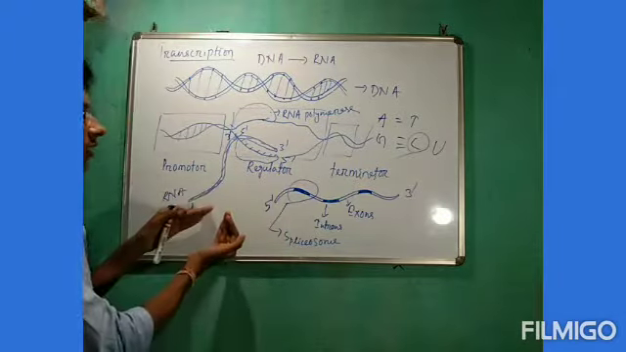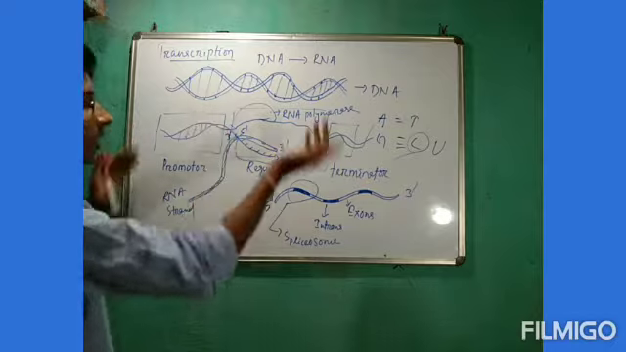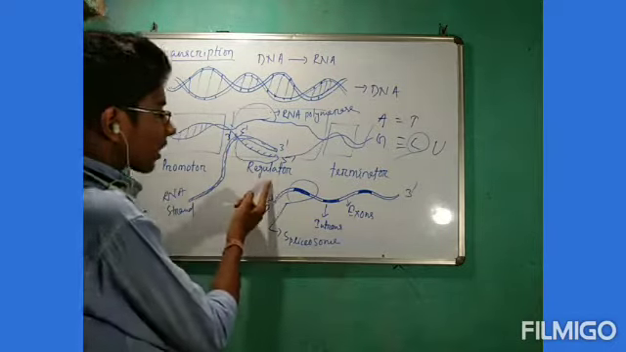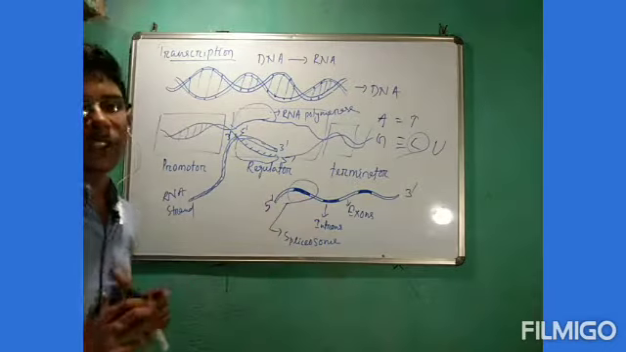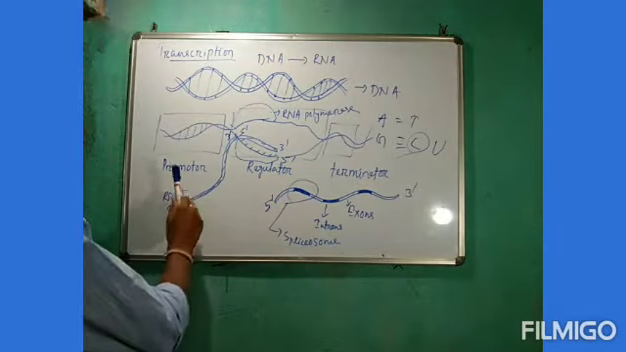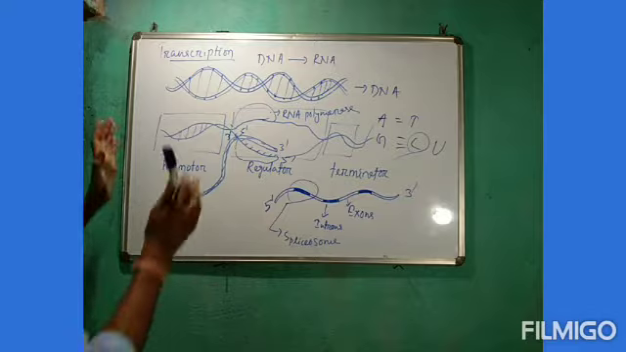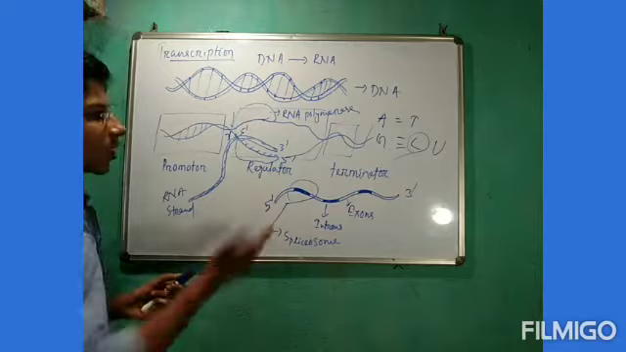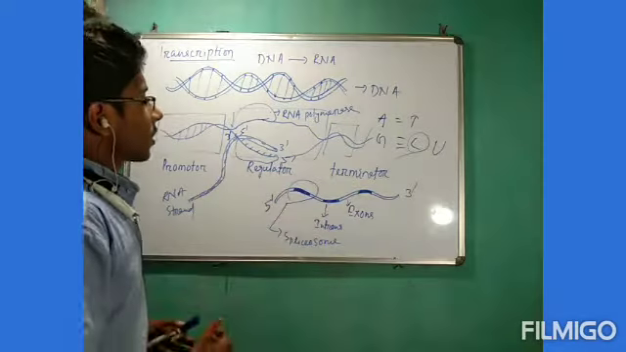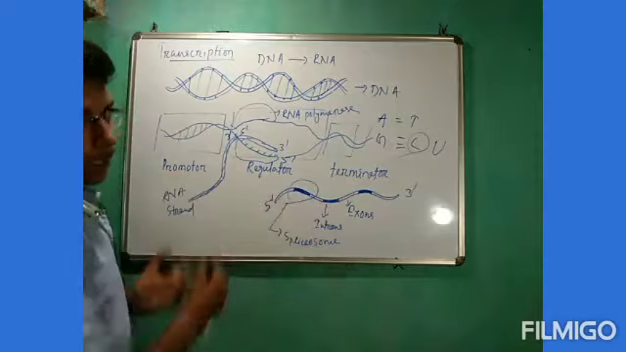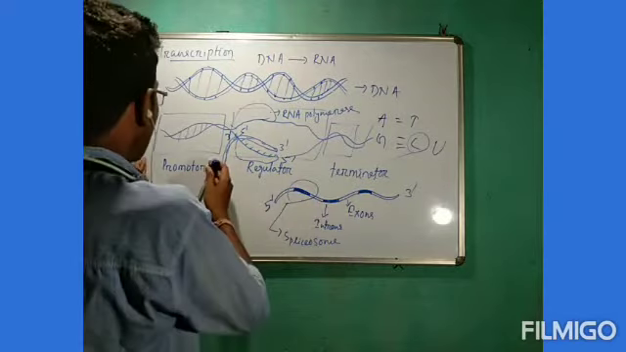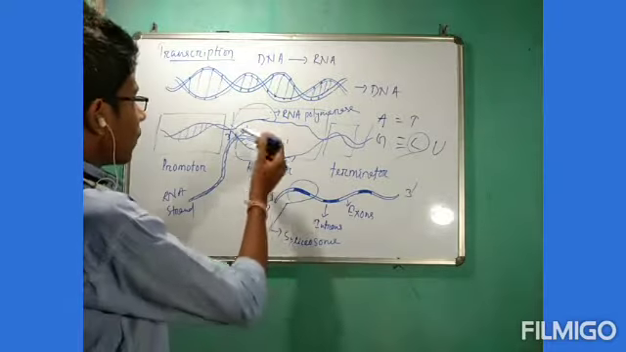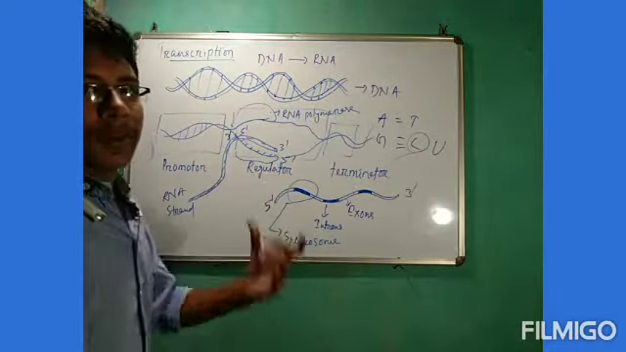When the process starts, the complete sequence is divided into three parts. One is the promoter, the middle part is the regulator, and the last part is the terminator. The work of the promoter region is starting the process. Promoter promotes the process, the terminator ends this process, and the regulator regulates the whole process. Okay, when the promoter promotes this transcription process, in the middle the regulatory region is present.